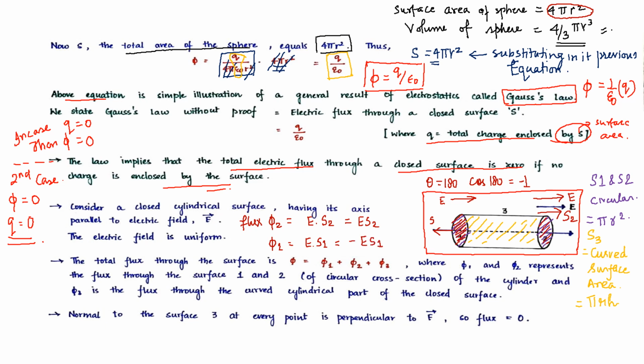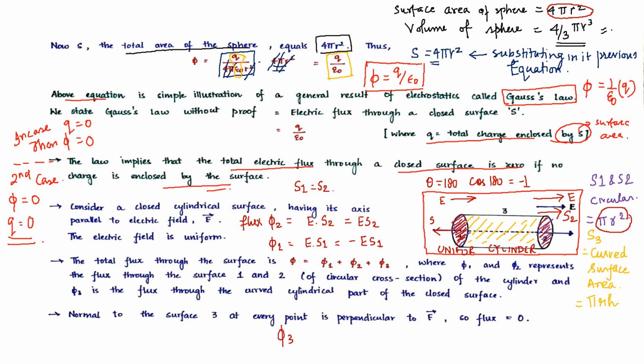Here surface 1 and surface 2 both will have the same value, equal to pi r square, because this is our uniform cylinder, and a cylinder has both circular ends equal. If both the circular ends are not equal, then the cylinder tends to form a conical structure. So S1 is equal to S2. Now we will go to Xi3.